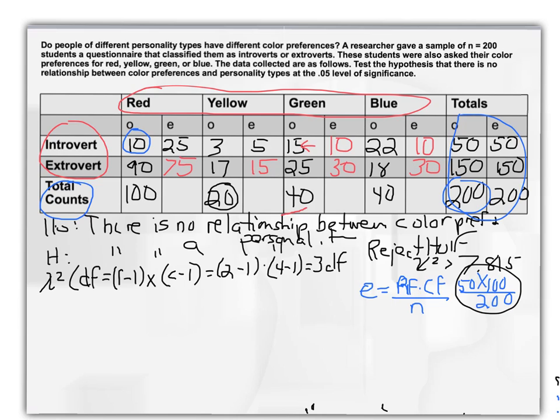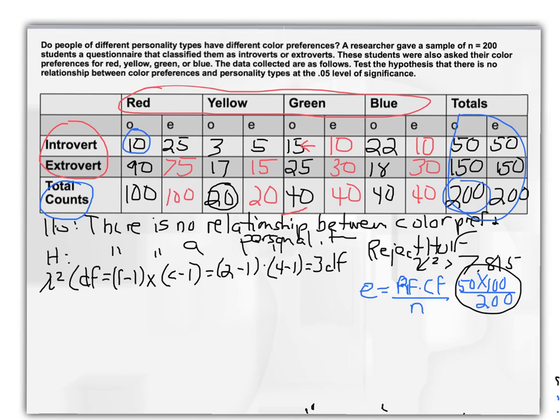And now when I add down, I'll get 100 in my expected frequencies for red. I get 20 for yellow. I get 40 for green. And I get 40 for blue. And I have equal observed and expected frequencies, and my totals are 200 and 200. So I've done all that correctly. So now I feel good, and I'm ready to compute the chi-square.